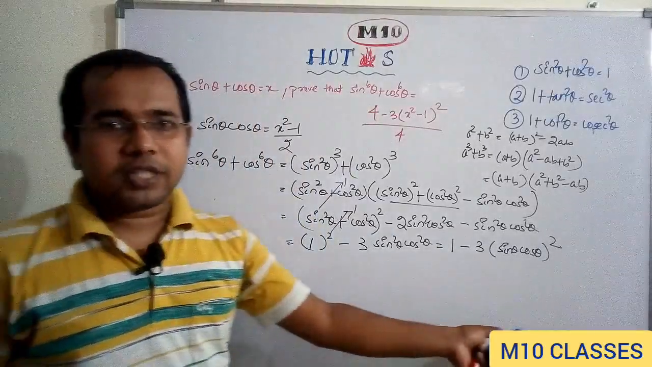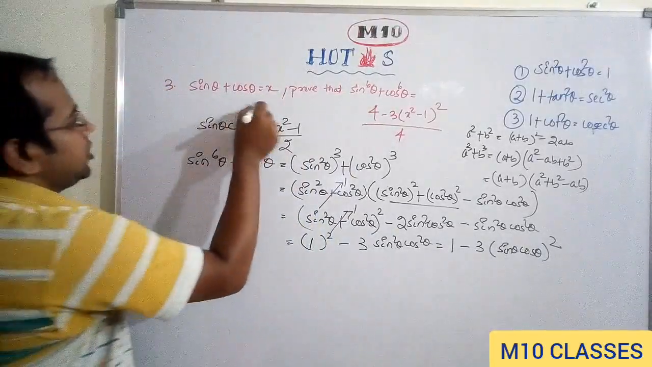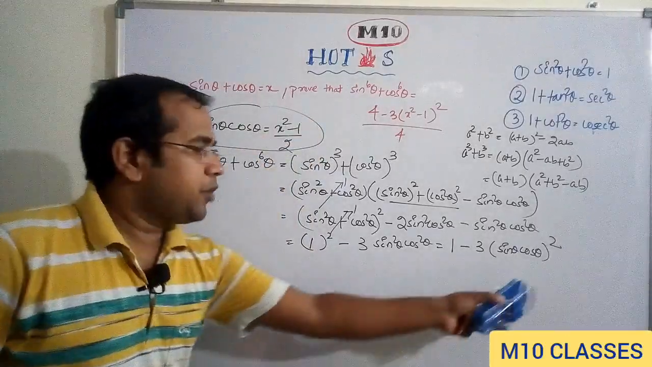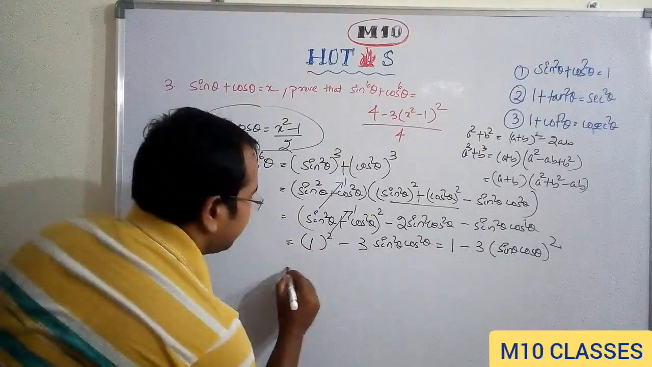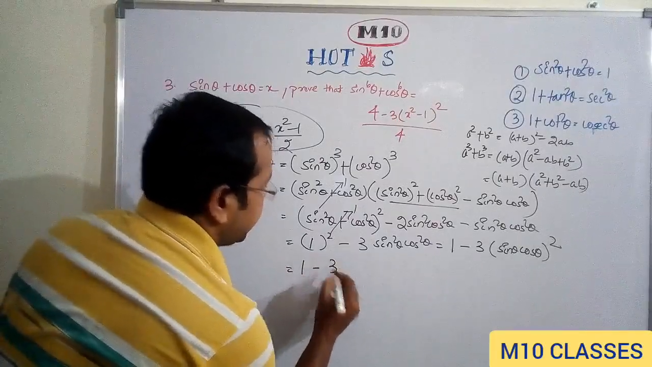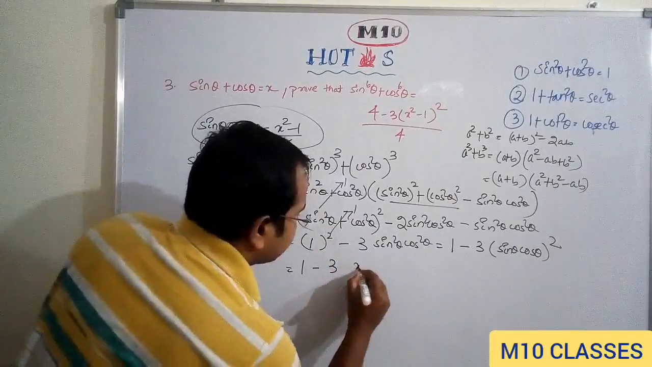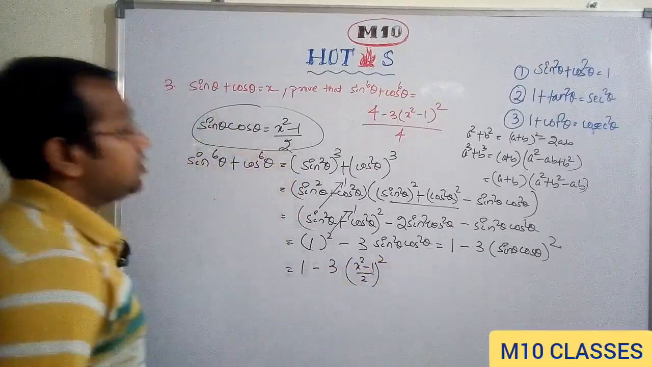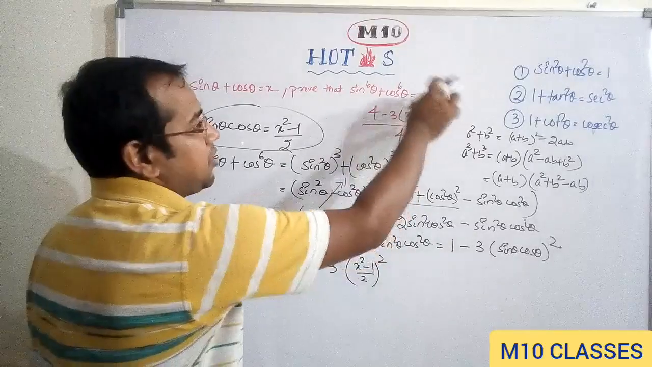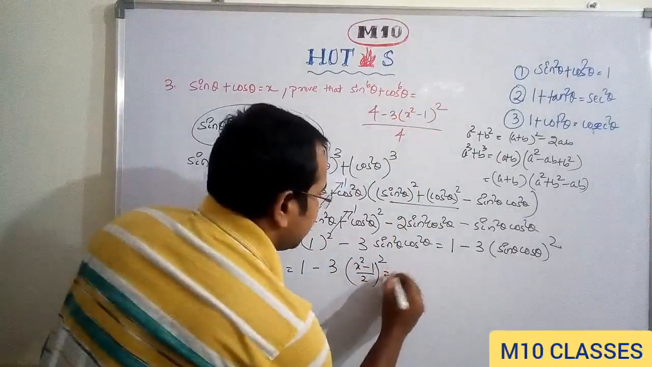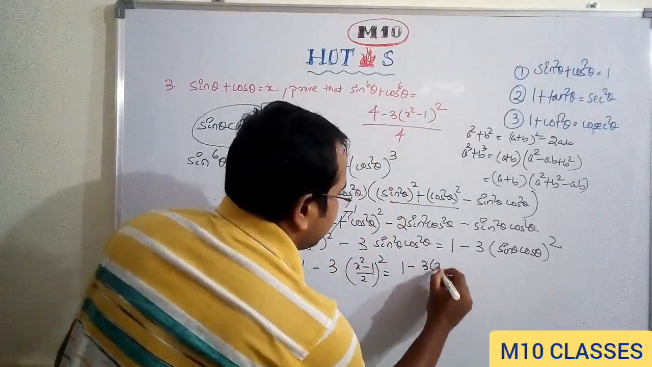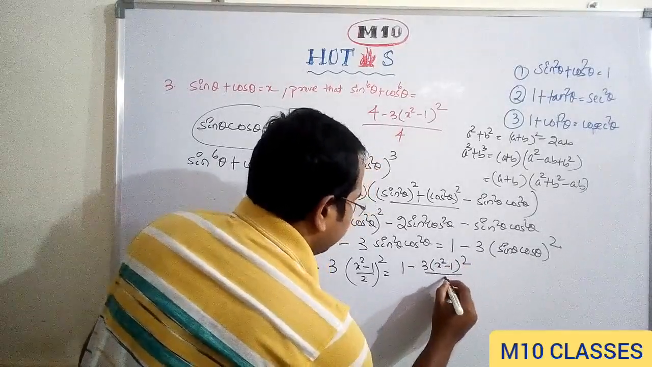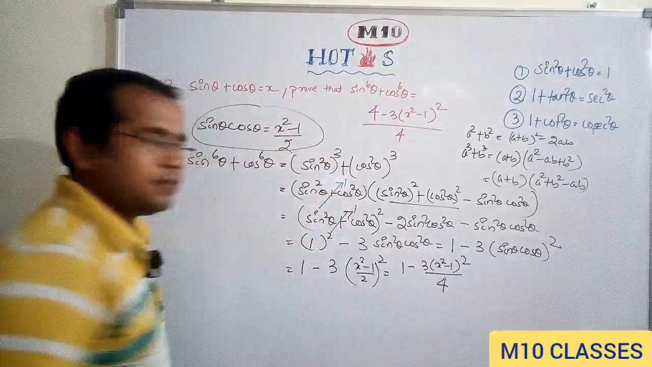Now we have got this value, sin theta into cos theta equals (x square minus 1) by 2, which we are going to put here. What will you get? 1 minus 3 times ((x square minus 1) divided by 2) whole square. Now see here, you need to get (x square minus 1) whole square. So I can write it as 1 minus 3 (x square minus 1) whole square divided by 2 square, which is 4. You just need to take the LCM.